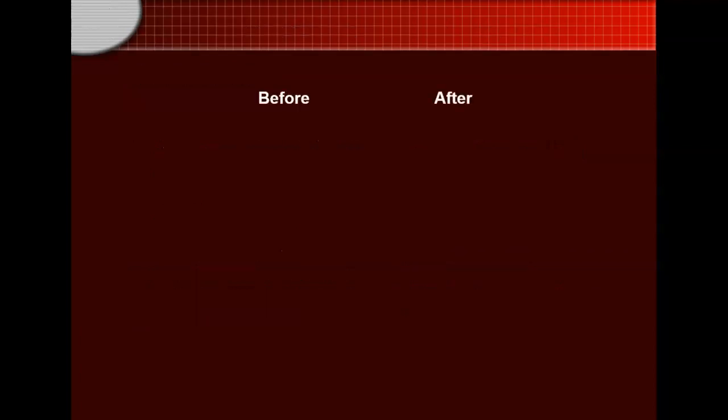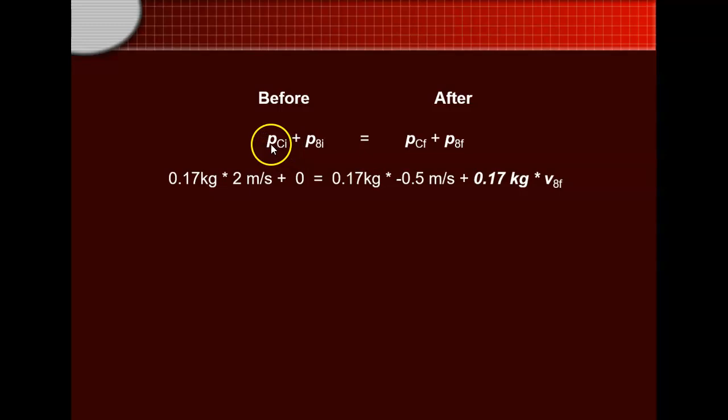So again, back to this type of mathematical equation. The momentums of each before is going to be equal to the momentums afterwards. We can calculate the momentum of the cue ball because we know its mass and its initial velocity. The momentum of the 8 ball initially is 0 because it's at rest. The cue ball, after the collision, has a mass of 0.17 kilograms and a velocity, because it's going backwards, of negative 0.5 meters per second. We know the mass of the 8 ball, but we don't know its final velocity. So we need to solve for final velocity.